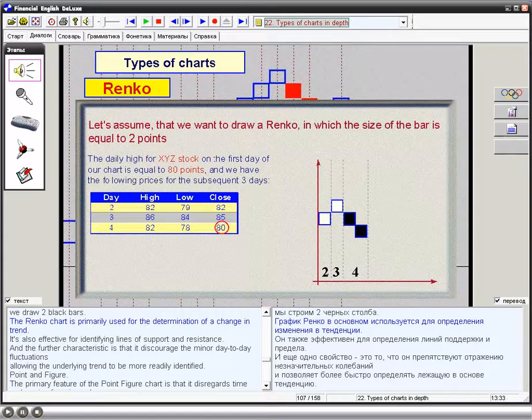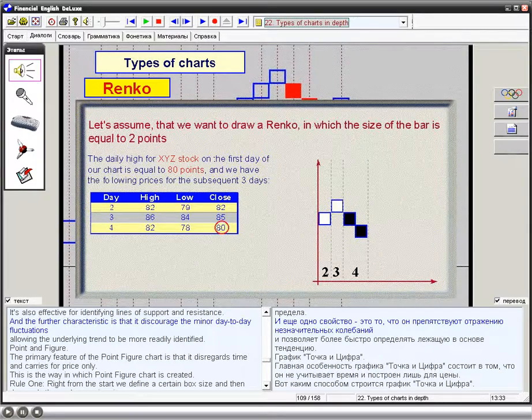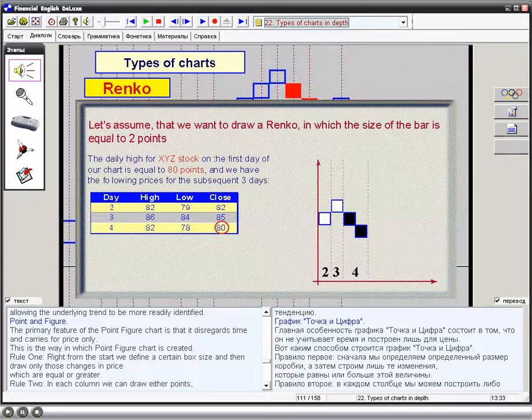The Renko chart is primarily used for the determination of a change in trend. It's also effective for identifying lines of support and resistance. And a further characteristic is that it discards the minor day-to-day fluctuations, allowing the underlying trend to be more readily identified.